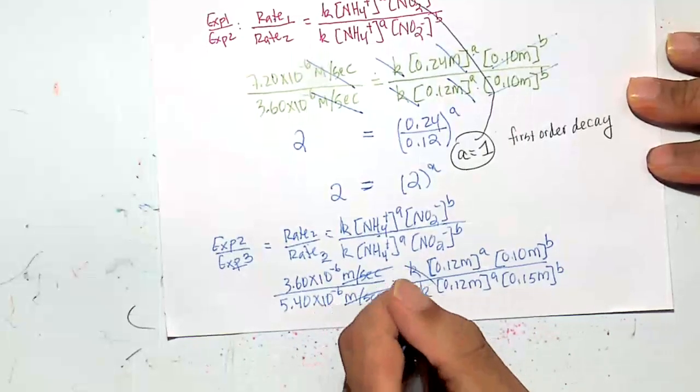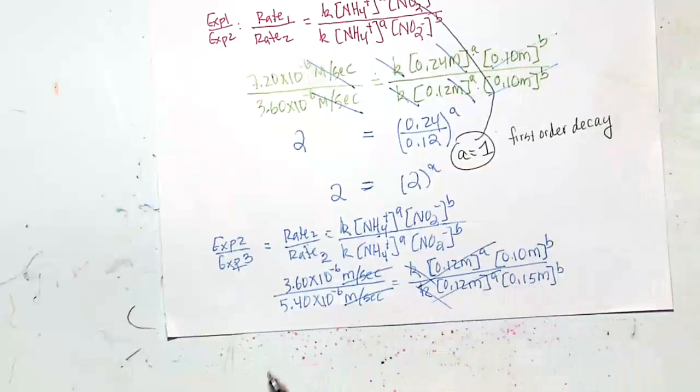Alright, so the molar over seconds cancel, K's cancel, the 0.12 cancels. So what's 3.60 times 10 to the minus 6 divided by 5.40 times 10 to the minus 6? What is that on our calculator? If you do that on your calculator, what will you get? You'll get a decimal. What is that decimal?